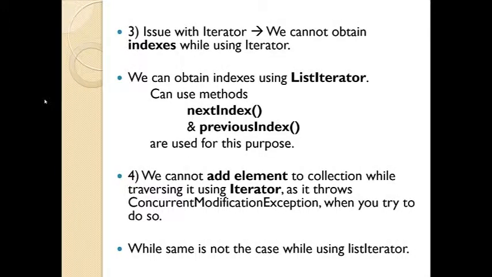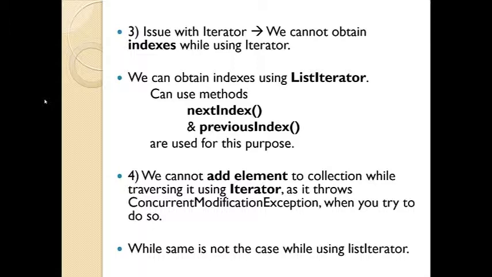The problem with Iterator, if you see the interview questions, is: what is the difference between Iterator and ListIterator, and why with an Iterator we cannot add an element while we are traversing through a collection. With Iterator, we don't get the indexes of my elements. We can obtain indexes using ListIterator. The index is nothing but the exact location where I'm putting my next element. With ListIterator, I get this index, and I can use methods like nextIndex or previousIndex for this purpose.